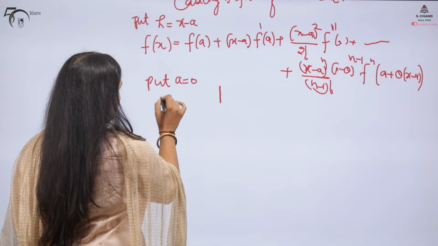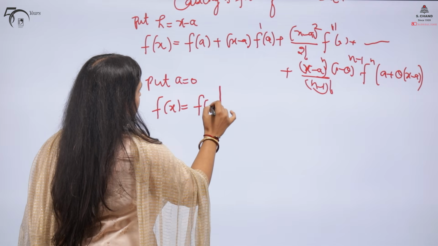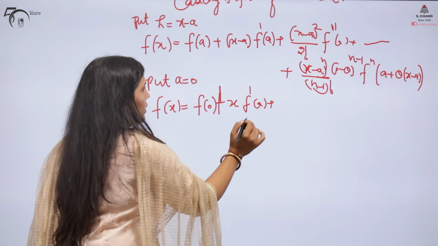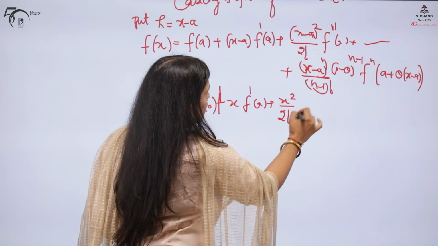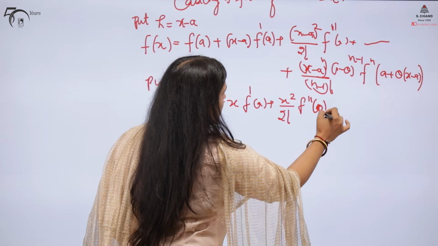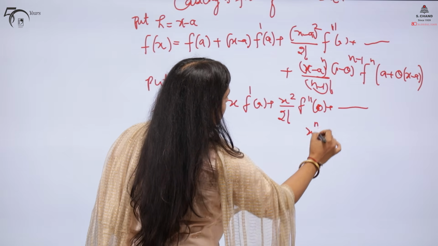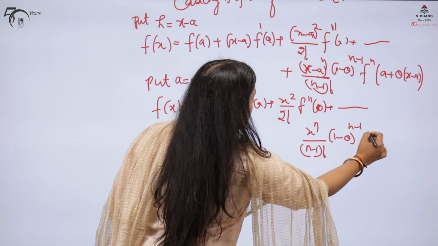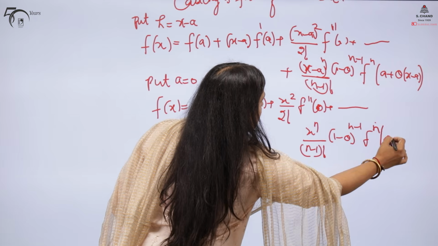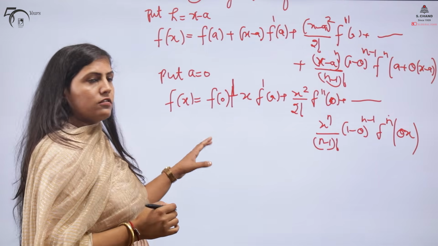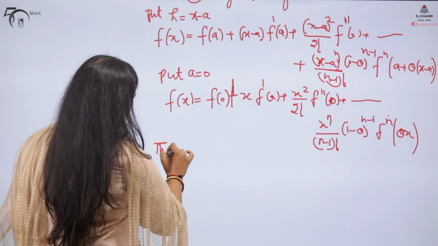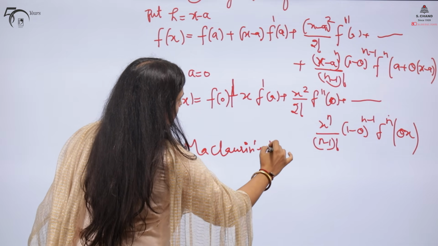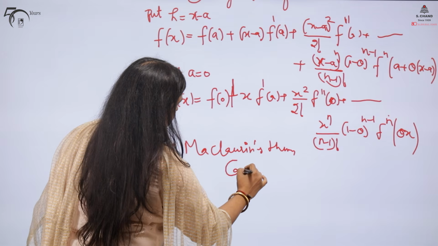So, when you substitute a equal to 0, your form will look like f(0) plus x f'(0) plus x squared upon 2 factorial f''(0), because a is everywhere 0, then x^n upon (n minus 1) factorial (1 minus theta) to the power n minus 1 f^n(theta x), because a is 0. So, if a is 0, this is Maclaurin's theorem, Cauchy's form of remainder.